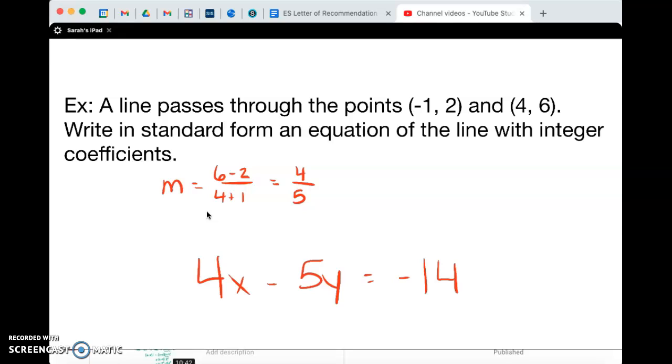14 over 5. 14 over 5. You got 14 over 5, right?